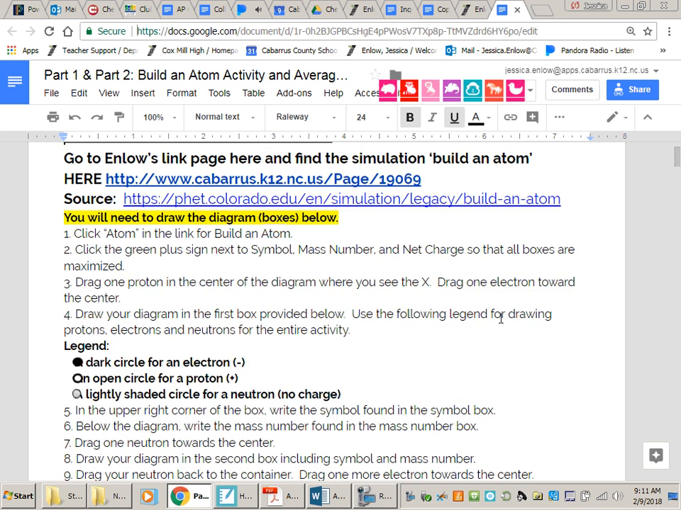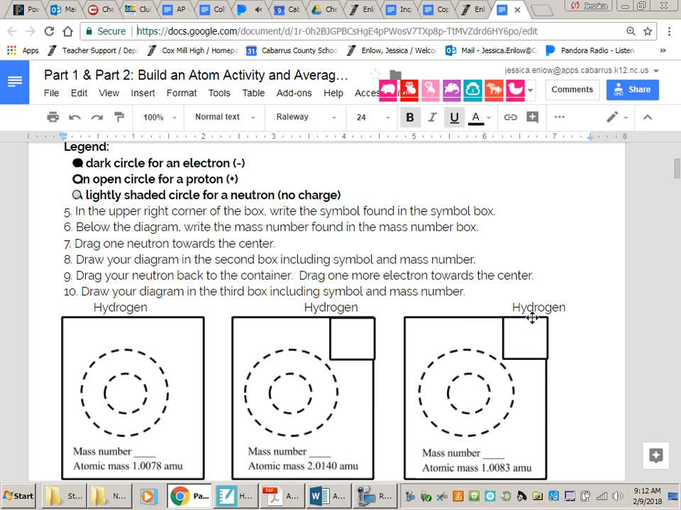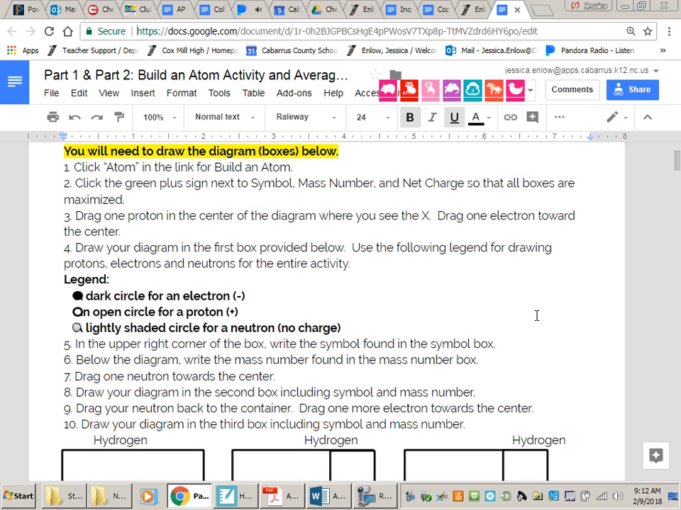As you scroll down, I put this in yellow so that you can see that you will do a quick sketch of some diagrams, which is just like 2 circles and a square. And it tells you exactly what to do. So it says to click the atom link for build an atom, so see the symbol, mass number, and net charge, which is the overall charge. It tells you what to do with the subatomics.